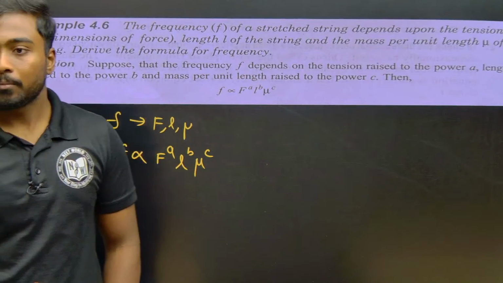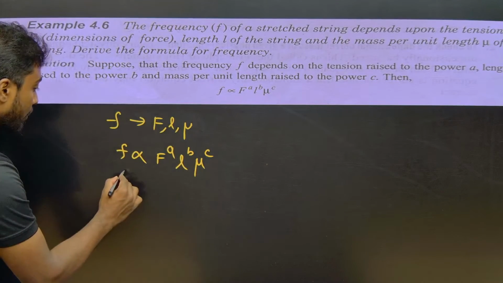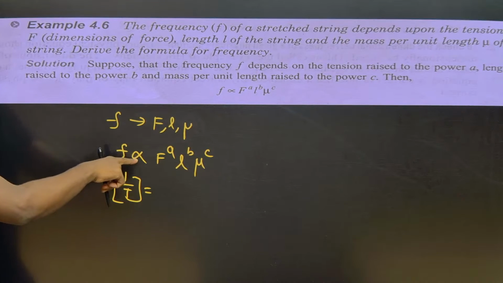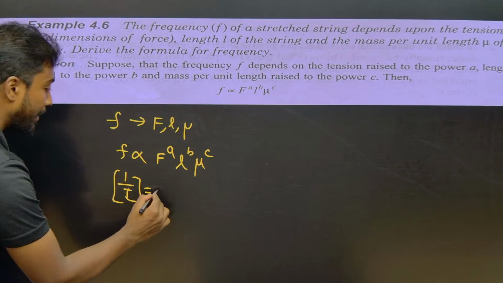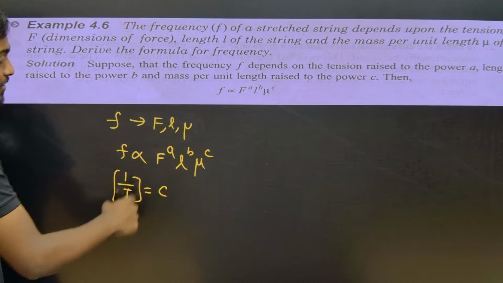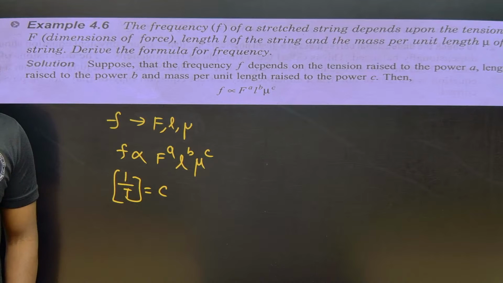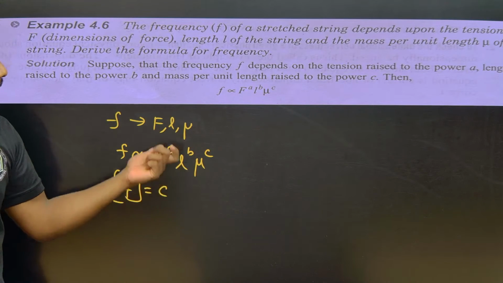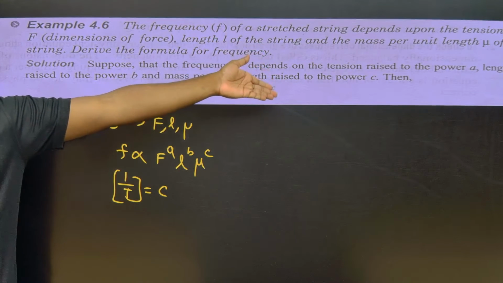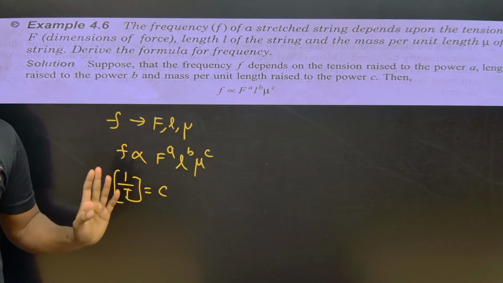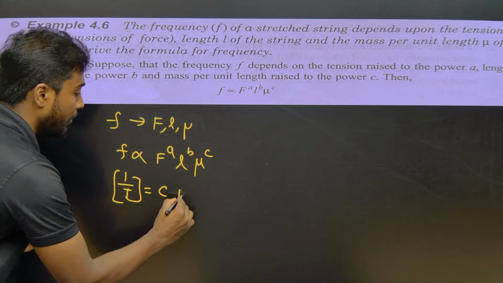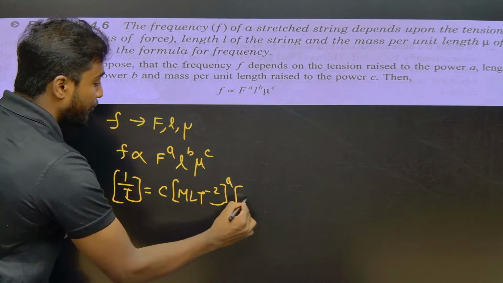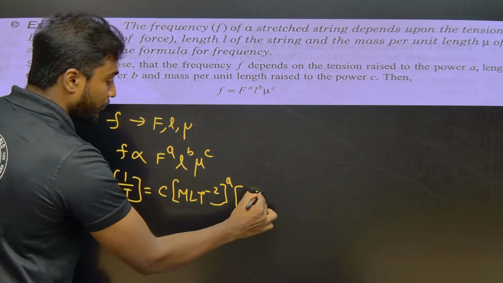F is nothing but frequency, and frequency means 1 by time period, so I will write 1/T. If I remove the proportionality, I should add some constant, I will add the constant as C. Now I need to get the dimensional formula, and if I write it, I can get the formula easily. What is the dimensional formula for F? It is M L T^-2, to the power a. Similarly for L, L^b.